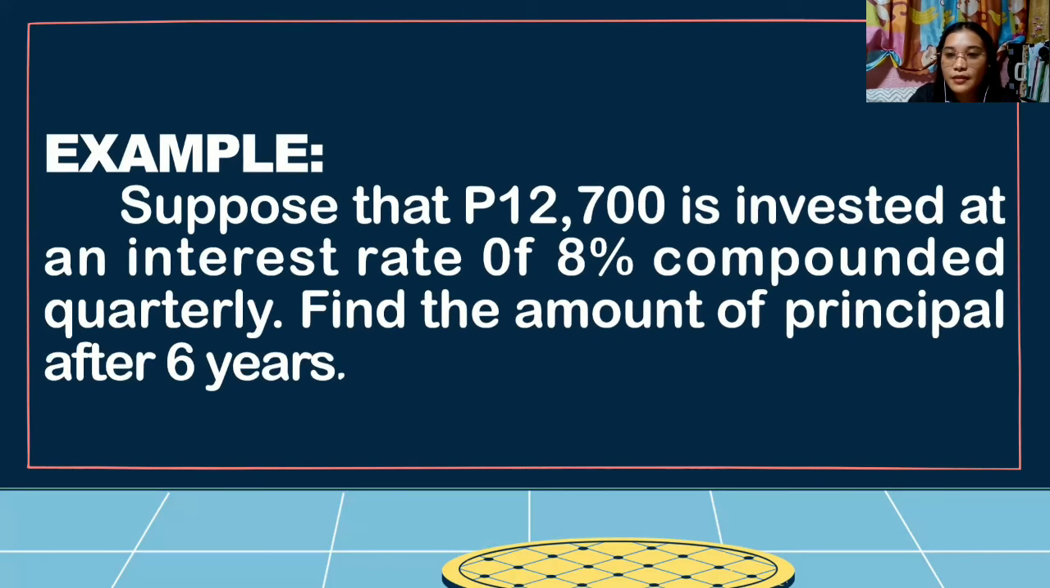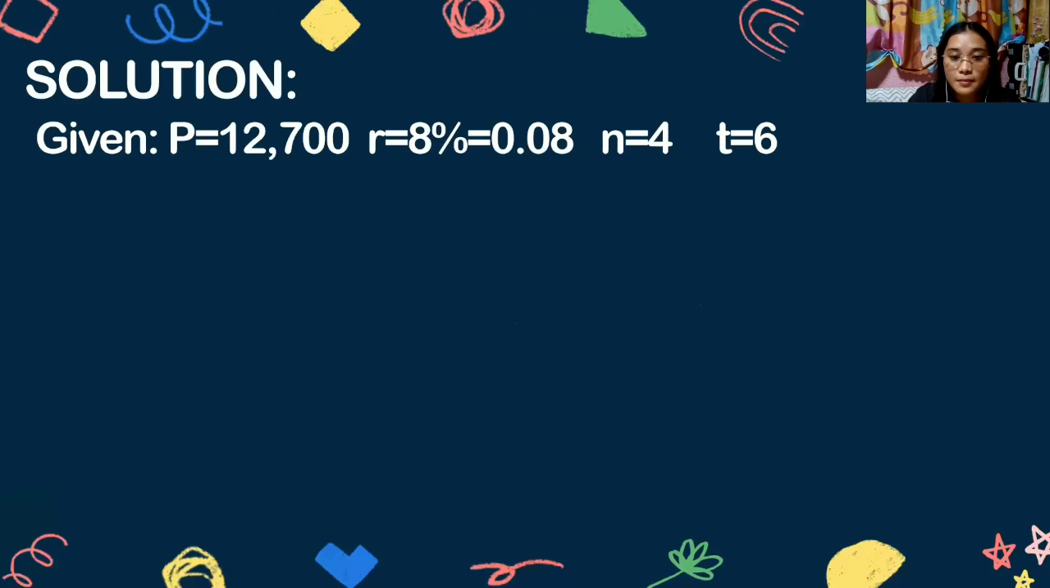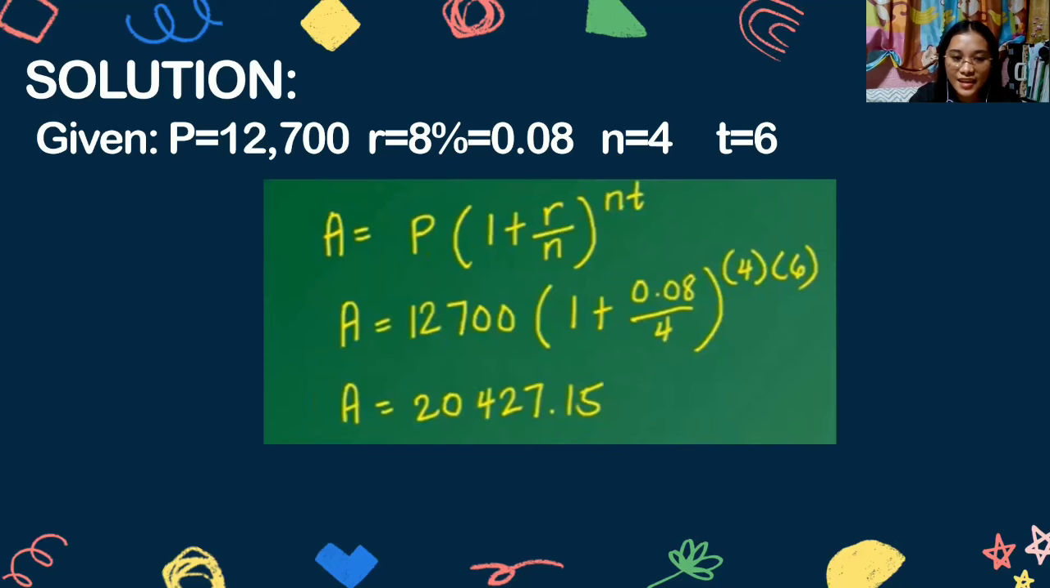Suppose that 12,700 pesos is invested at an interest rate of 8% compounded quarterly. Find the amount after 6 years. We have the given values. The principal is 12,700, the interest rate is 8% or 0.08. And we have the compounding period. Here it says quarterly. Therefore, there are 4 quarters in a year, and then we have the value t, which is 6 years. So the next thing to do is to follow the formula.